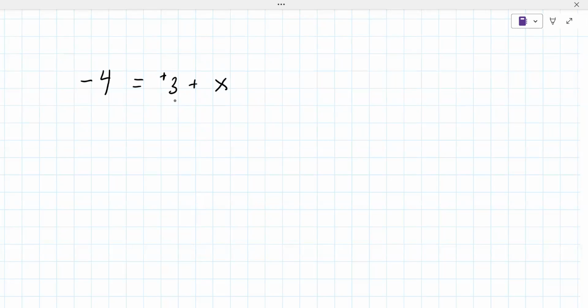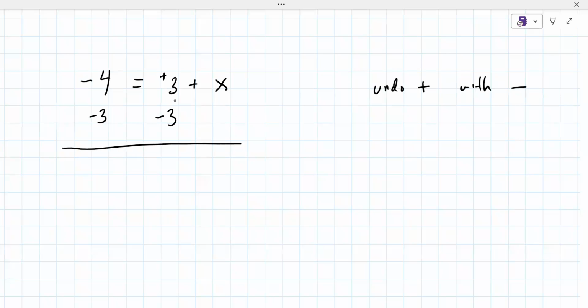It's just not written. So how do we undo addition with subtraction? You're going to subtract 3 from both sides of the equation. Now on the side that you started on, it undoes it. It's gone. Okay.